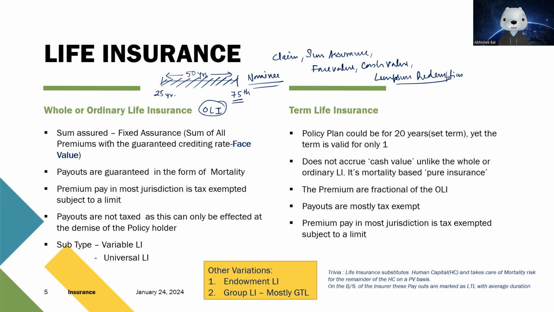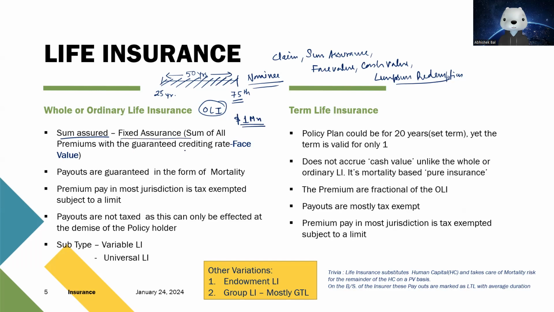So let's understand a few more pointers here. Sum assured is basically the value of this policy. So for example, a 25-year-old person takes out a policy of, let's say, 1 million US dollars. This 1 million US dollars is said to be the sum assured. So this sum assured is guaranteed.